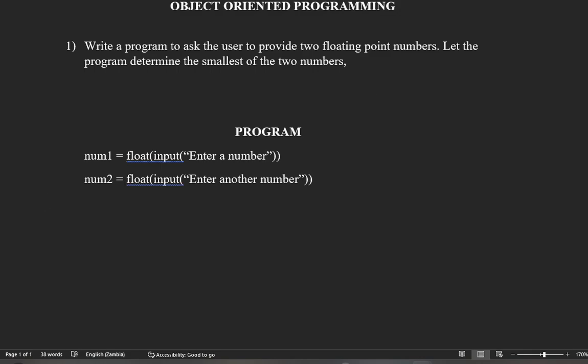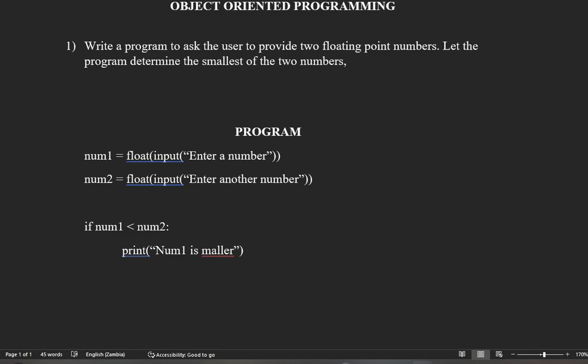Now we need to determine the smallest of these two numbers. So we'll write an if statement. We'll test first of all if num1 is smaller than num2. So say if num1 is less than num2, introduce a full colon, you indent, then you say print num1 is smaller.